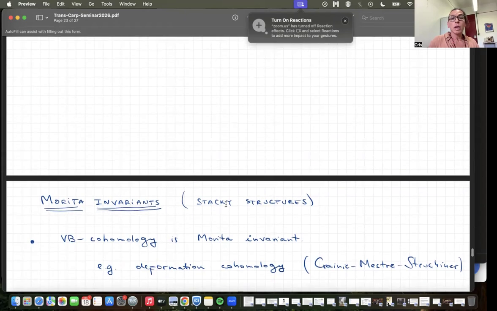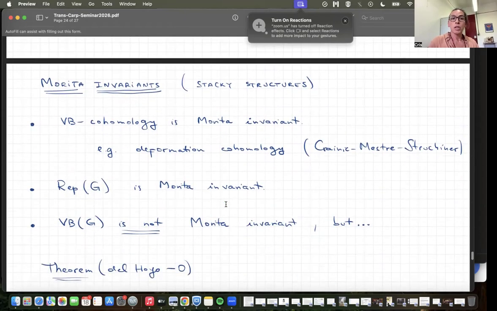If you look now at the VB cohomology of the tangent groupoid, this encodes the deformation theory of the groupoid. In particular, the groupoid deformation cohomology is Morita invariant, which is actually a result by Crainic, Mestre, and Ivan Struchiner. They proved this result in a completely different way. And some years after that, we realized that the Morita invariance of deformation cohomology is a special case of the Morita invariance of the VB groupoid cohomology.